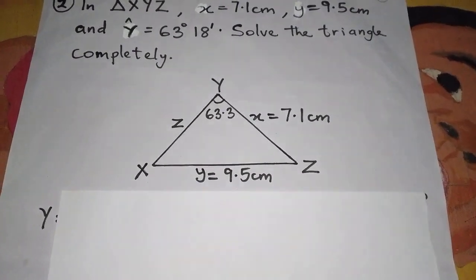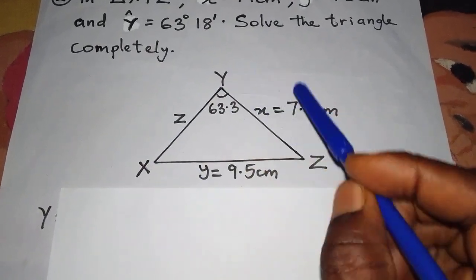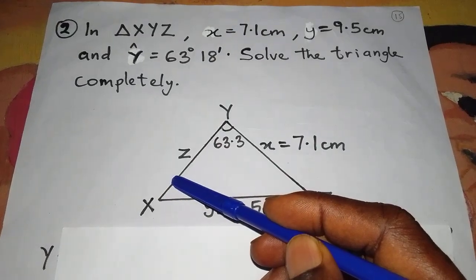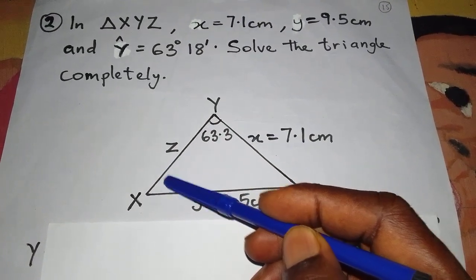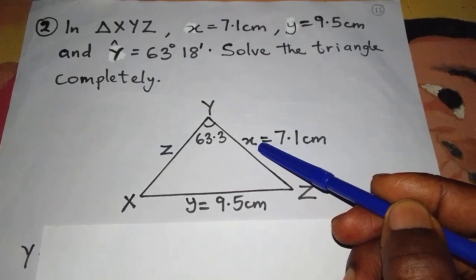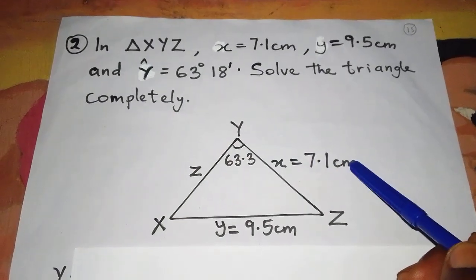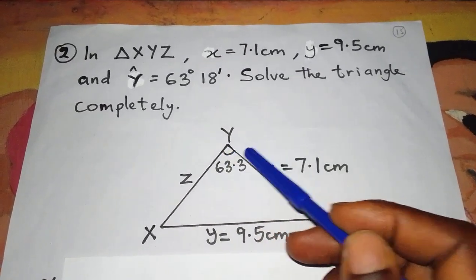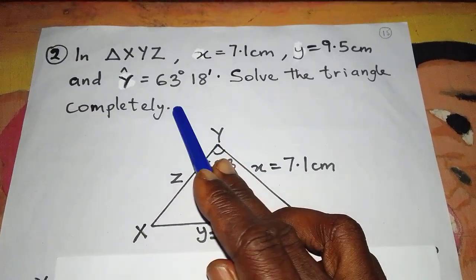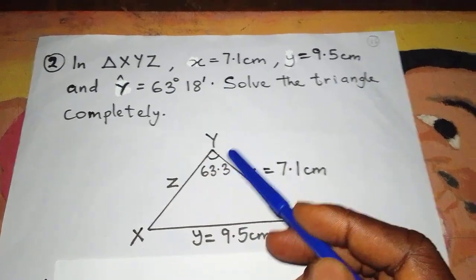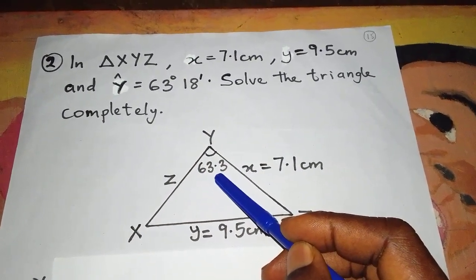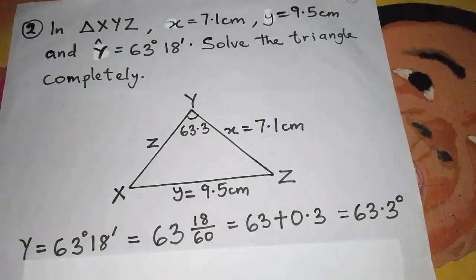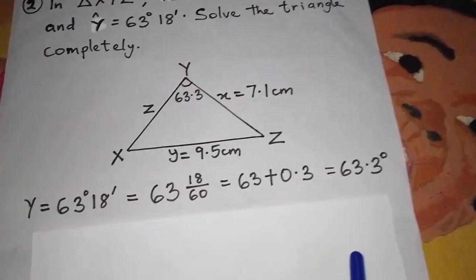So when you draw the diagram, this is angle X, Y, and Z. The side facing angle X is the small x, which is 7.1 centimeter. This is angle Y, 63 degrees 18 minutes. Now for 63 degrees 18 minutes, you need to convert that minute to degree. You will convert minute to degree by dividing the minute by 60.